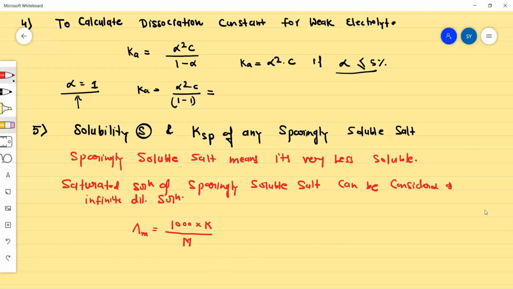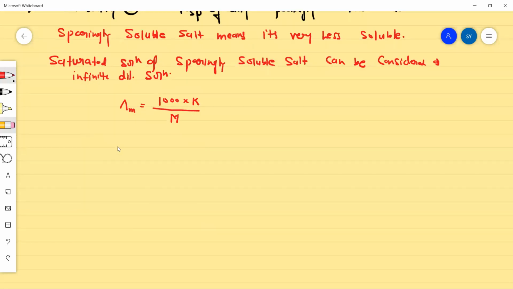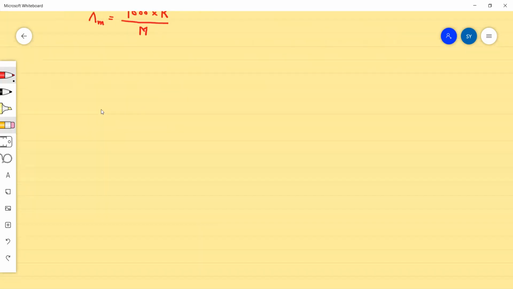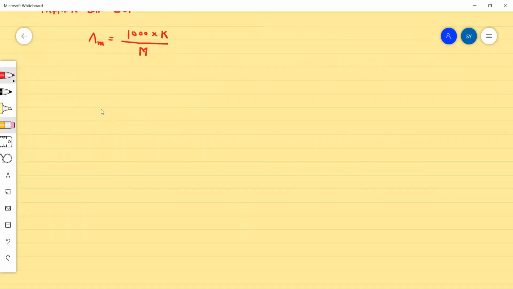Okay, so this was the fifth application, or I can call this, the first one was conductance of weak electrolyte, then degree of dissociation, then the relation with Ka, and the fourth one, solubility and Ksp. After that, we have how we can construct a cell. The cell is made up of two half cells, that is your anode and the cathode. So we'll try to understand the construction of a cell.